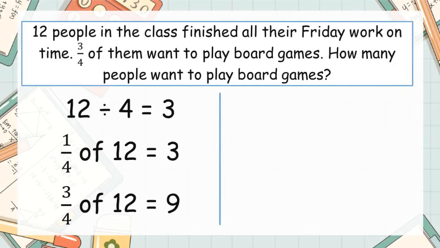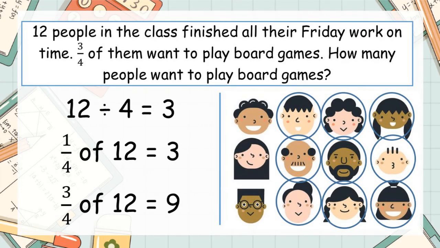Well, the answer would of course be 9 people want to play board games. 3/4 of 12 is 9. If we drew a picture, it would look like this. We would draw out the 12 people, and we would mark 3 out of every 4 people. So we count 1, 2, 3, 4, and mark 3 of them, because our numerator is 3, and our denominator is 4.